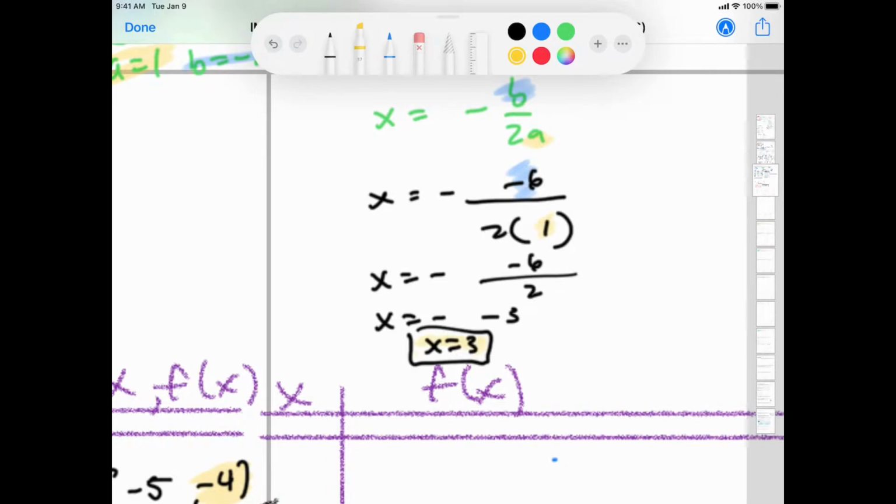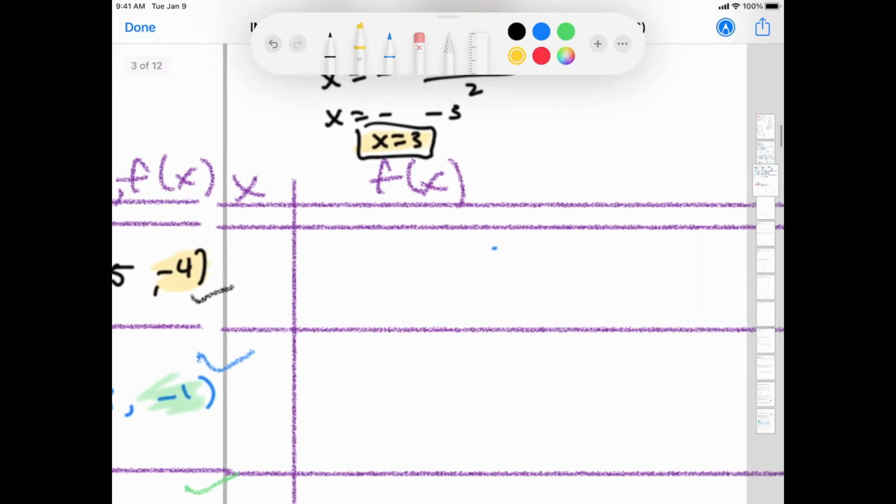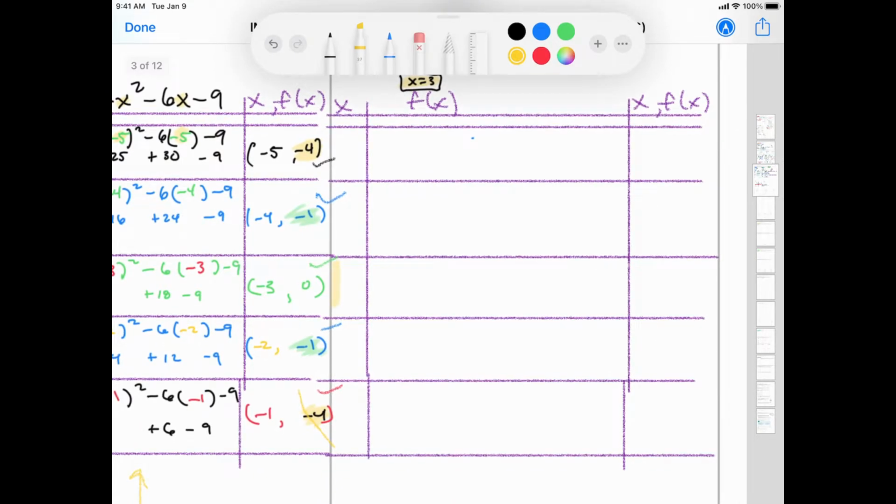Super important. Where does this axis of symmetry go? That always goes into this middle box. Always. Super important. Why is this super important? Because it tells you what values to pick for x. You can literally pick any x value, but it is easiest to pick values that are consecutive or next to it. So I'm going to pick 5, 4, 3, 2, 1.